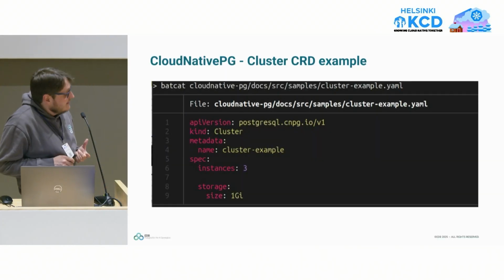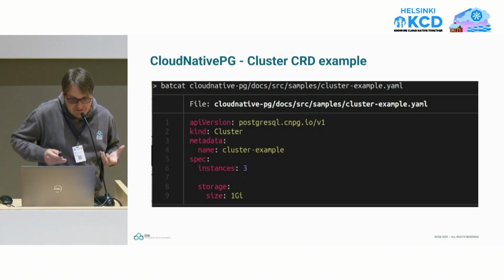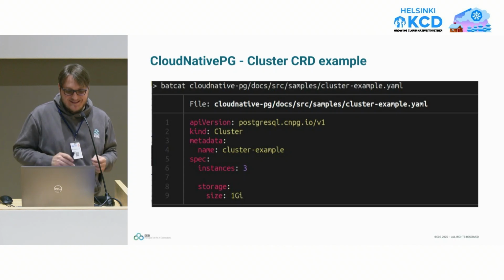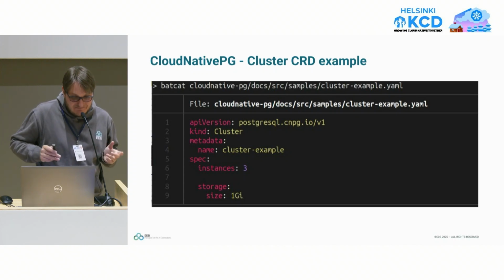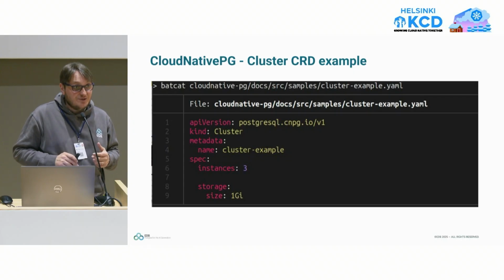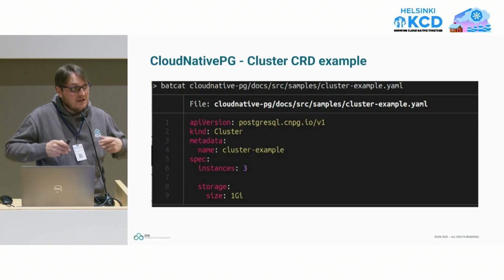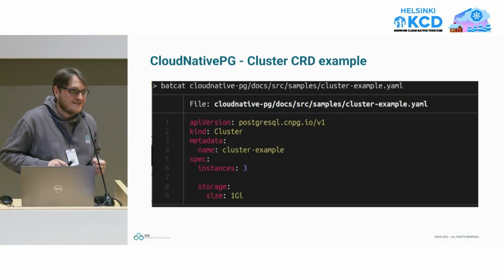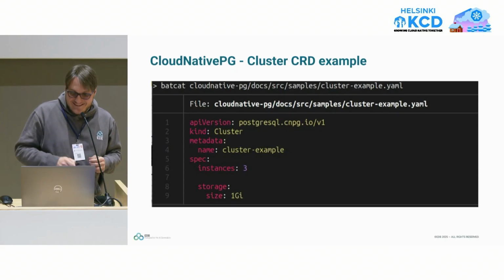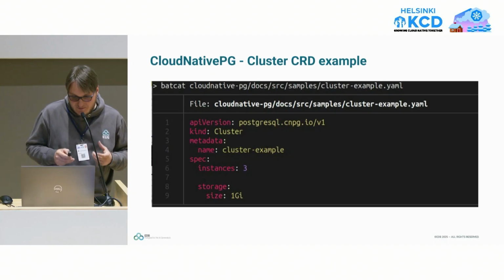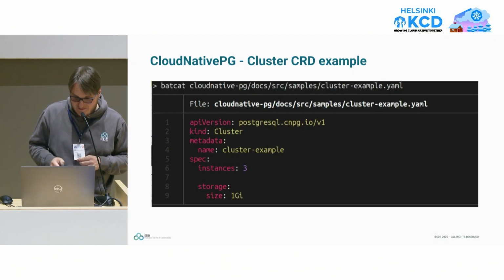So this is the simplest cluster CRD example, the easiest one. So basically, you just define the name, the number of instances, and the size of the storage. You don't even specify Postgres parameters or whatever. There would be some nice webhooks to do this. So yeah, this is the easiest, the simplest manifest.